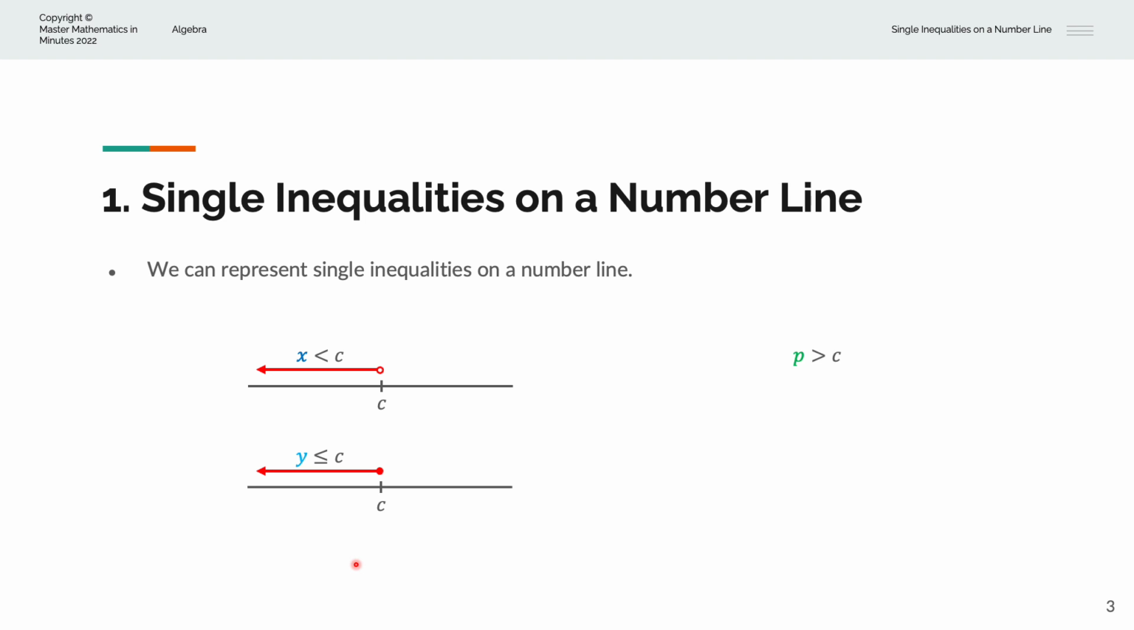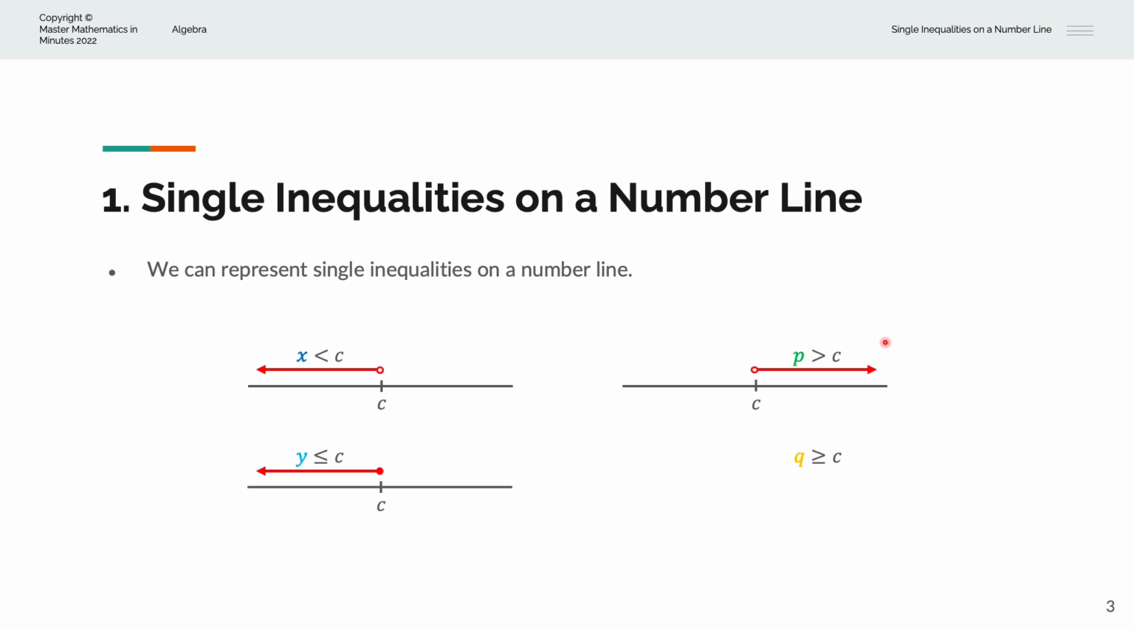Consider a third example where p is greater than c. We can plot a number line with the constant c. Because this inequality is strict, we have an unshaded circle. And p being greater than c is where we have the arrow pointing towards the right.